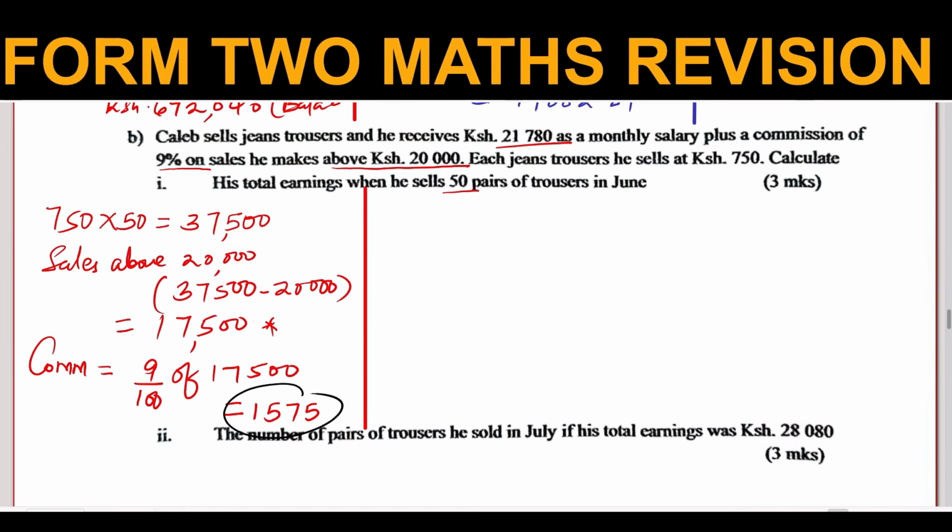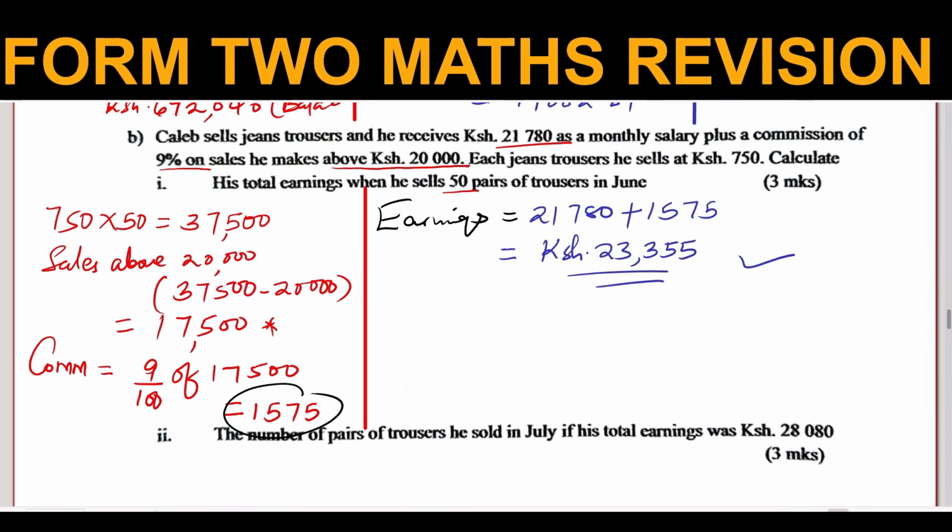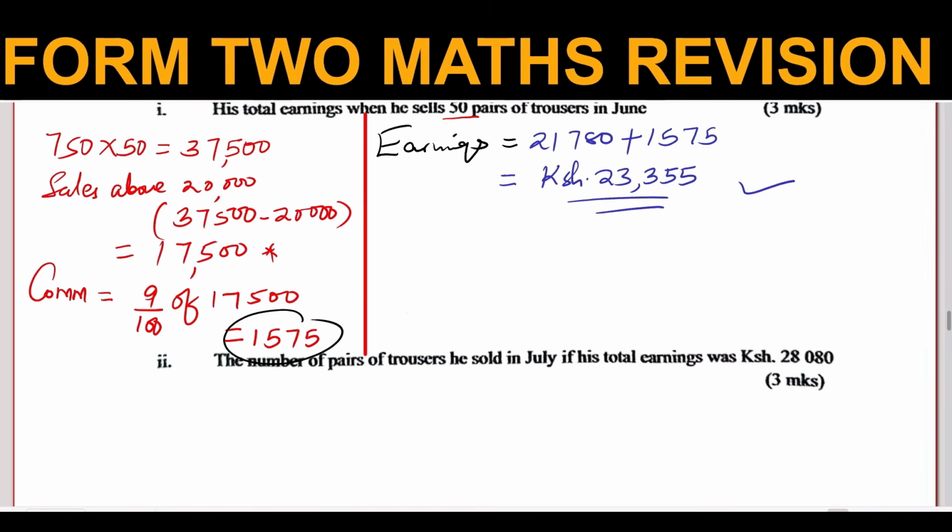Now to get the total earnings, we have the monthly salary, which is 21,780 plus the commission, which is 1575. So that is what is going to give the total earnings. And this one will give an amount of 23,355.